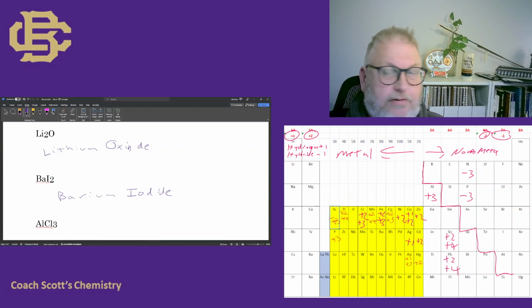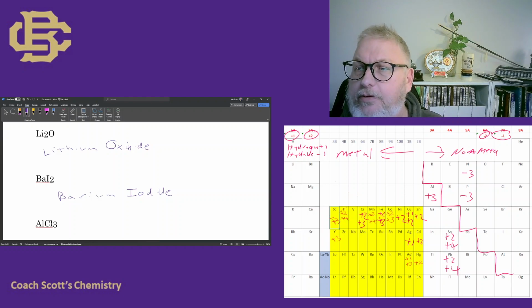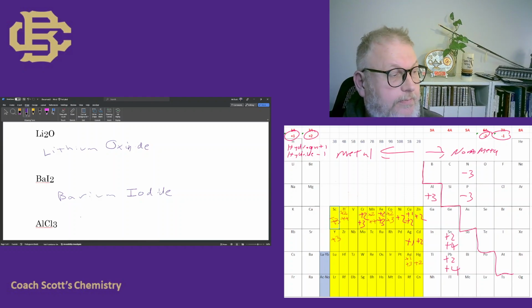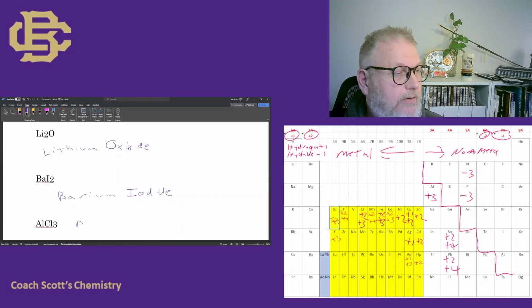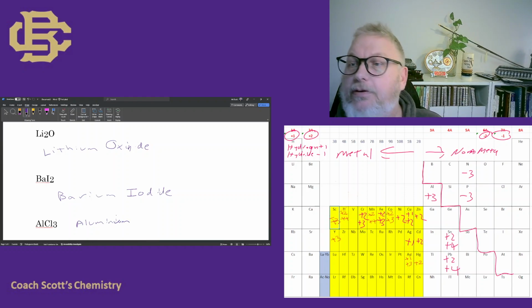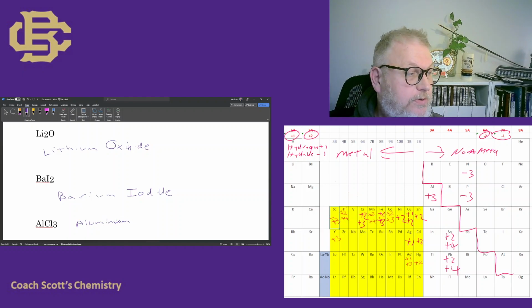Al and Cl. Look over at my periodic table and I see that Al is aluminum. That's a metal, and Cl is a non-metal. It's chlorine, right? So I'll write down aluminum. And I see on my note-taking periodic table that aluminum only has one charge. It's only a +3. That would make sense.